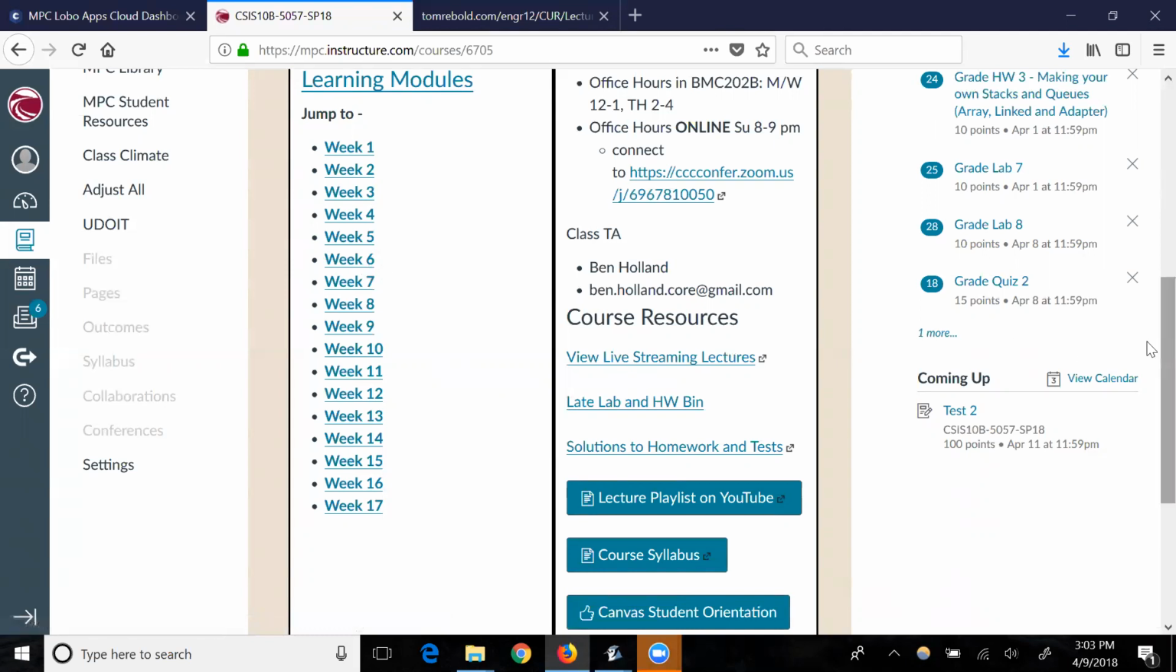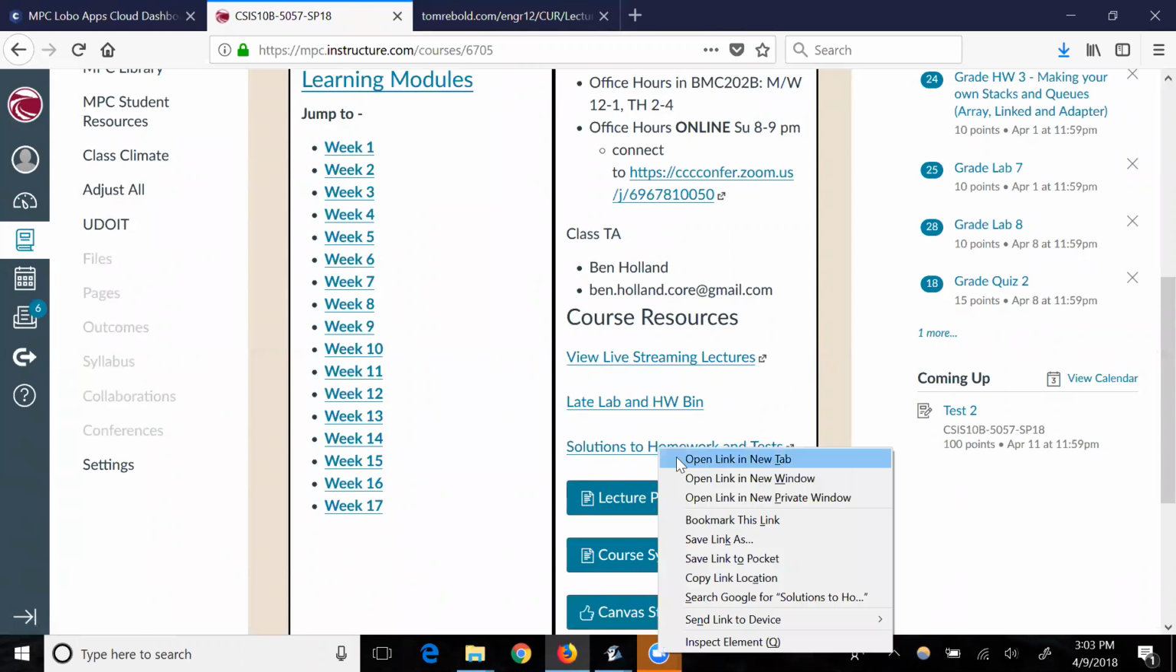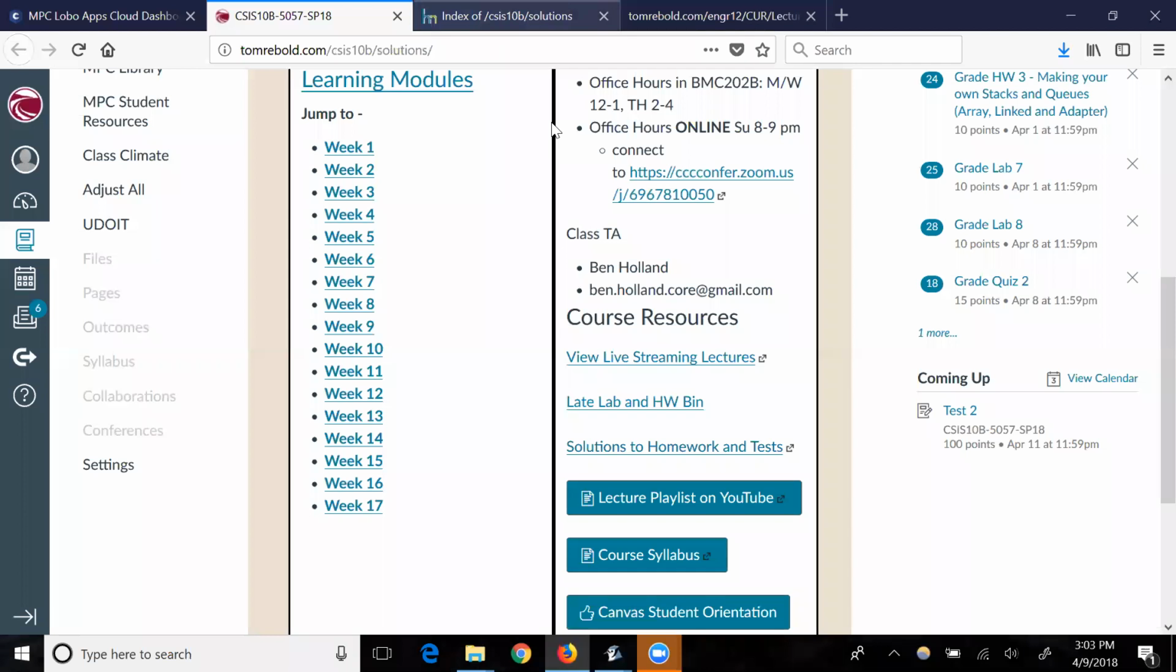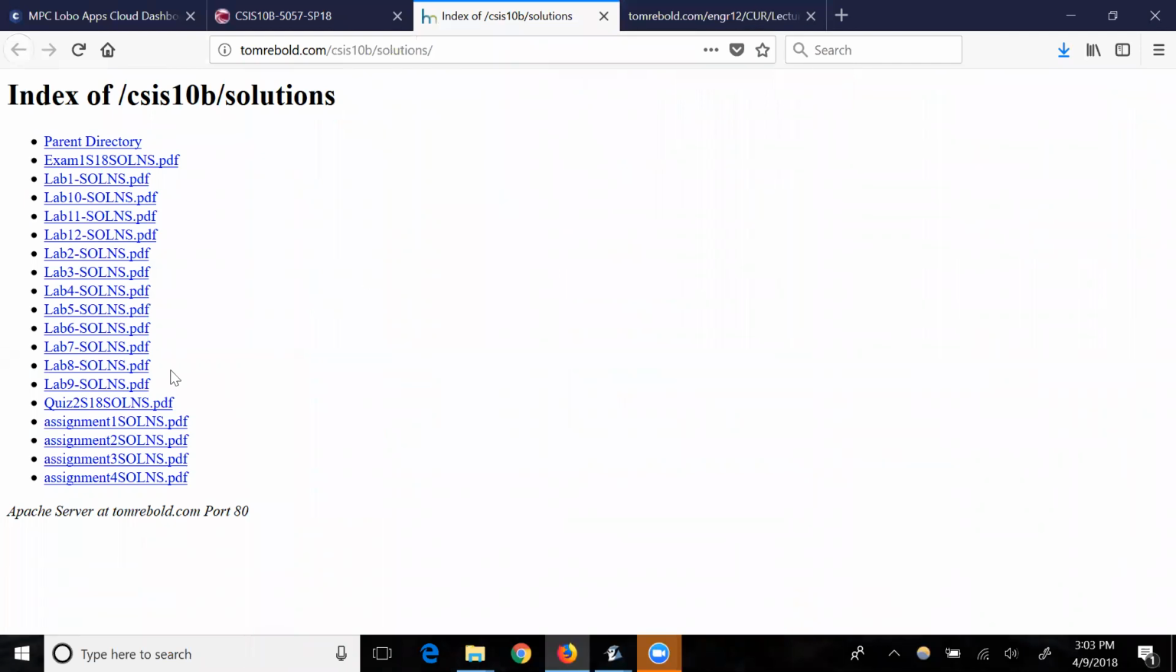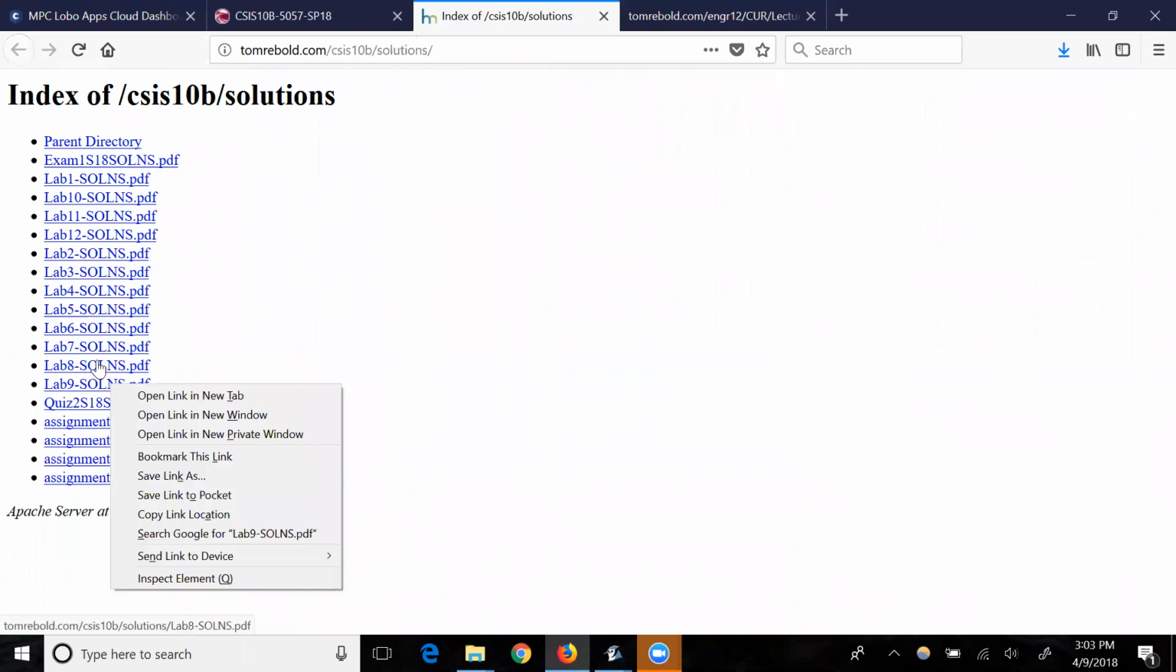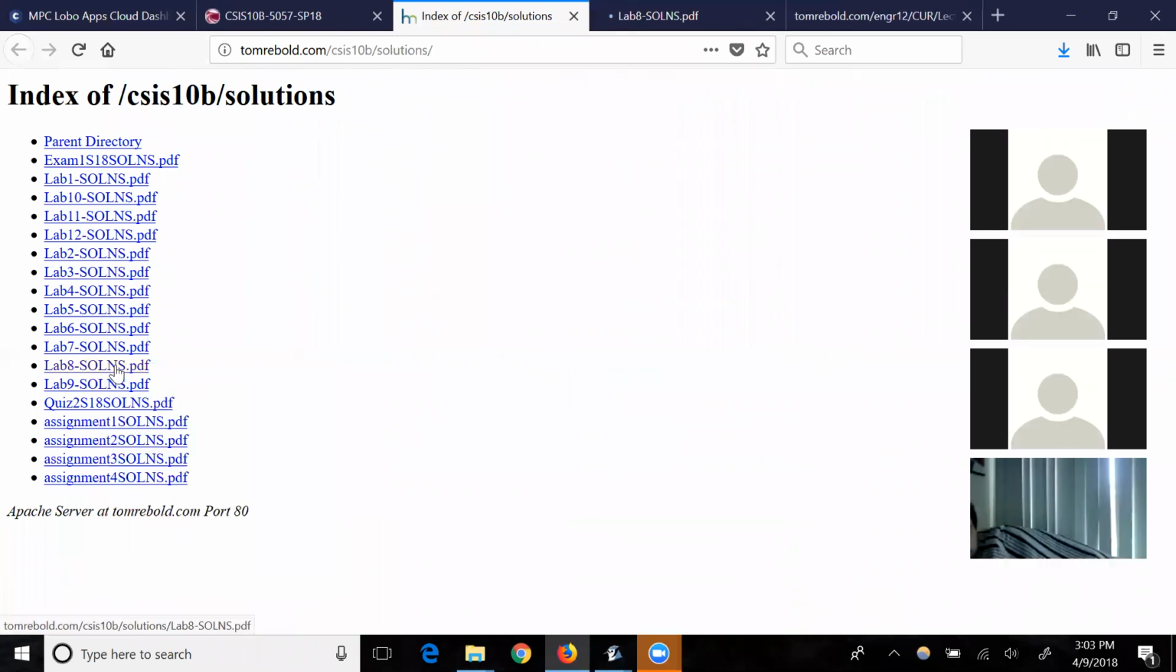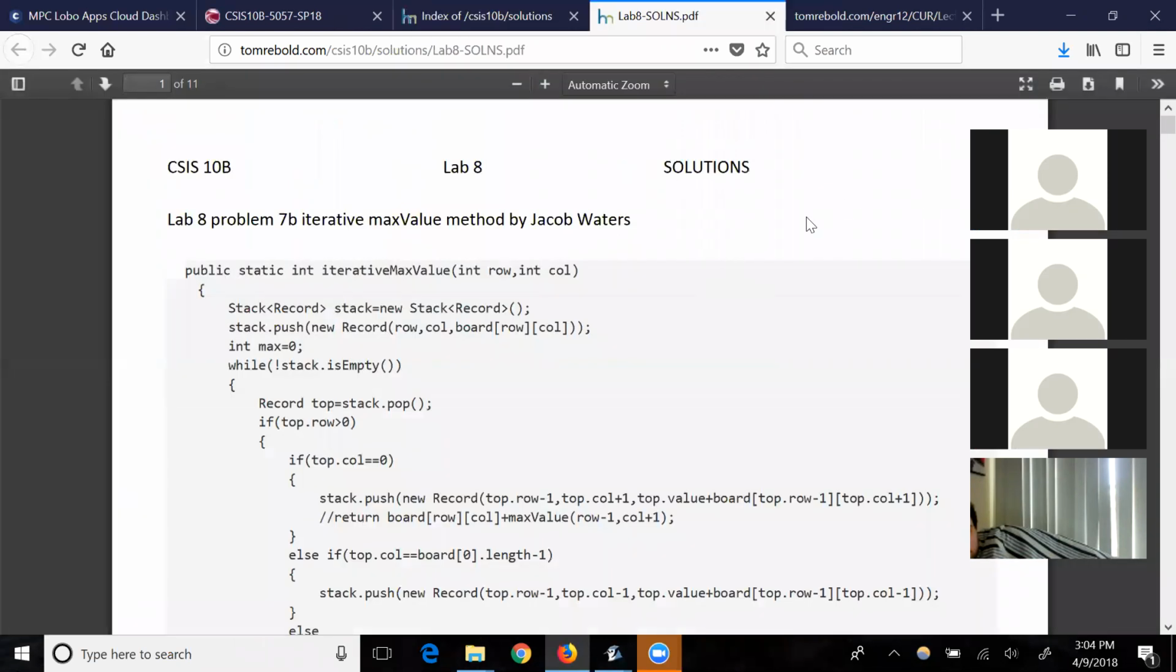There was the quiz 2. I've got about a third of the way grading it, but I have solutions posted. And the link for solutions to homework and tests still has that. And I've also activated solutions to labs 7 and 8. So that's available. These are the lab 8 solutions.